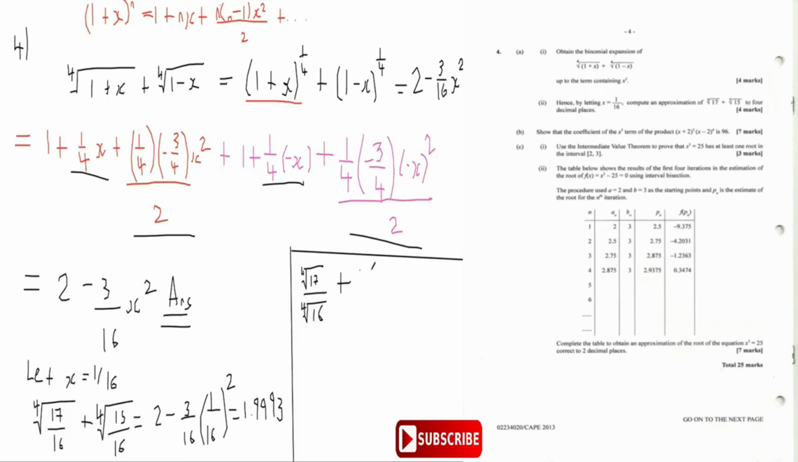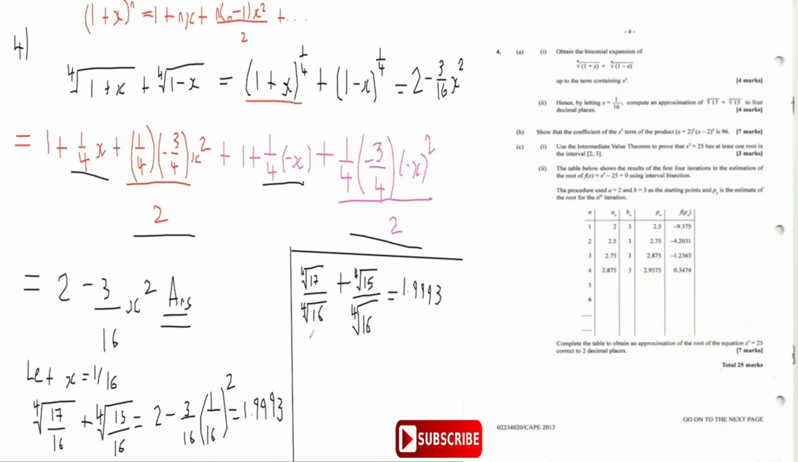Plus, we can do the same for here. We can break it up as the square root of 15 over the square root of 16. And then the square root of 16, you just put right here. And that's equal to 1.99993. Now, what is the square root of 16?